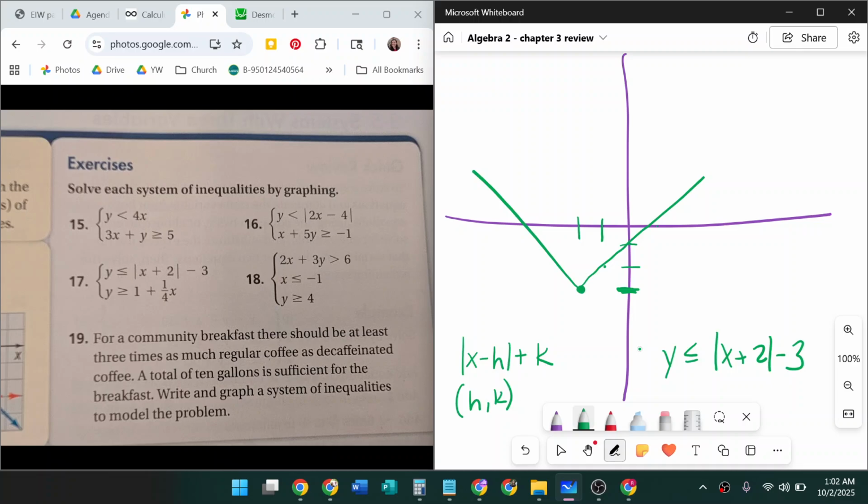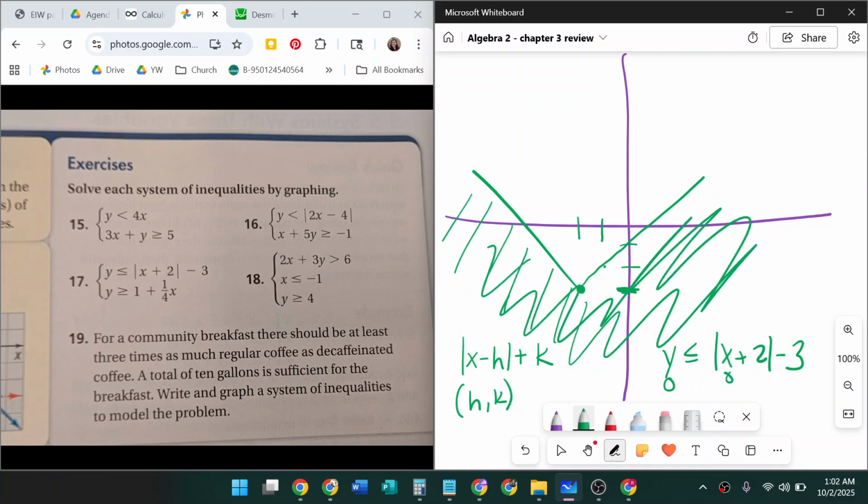And then we could test something like (0, 0) to see where it fell. If we put a 0 here and a 0 here, what would we get? We'd get 0 is less than or equal to -3. Is that true? No, it is not true. So this is going to be the part of the graph that's colored in.